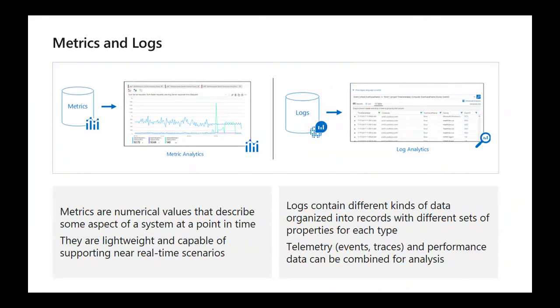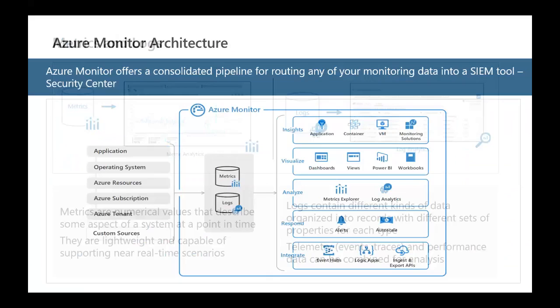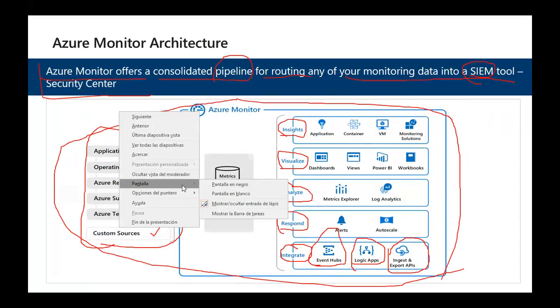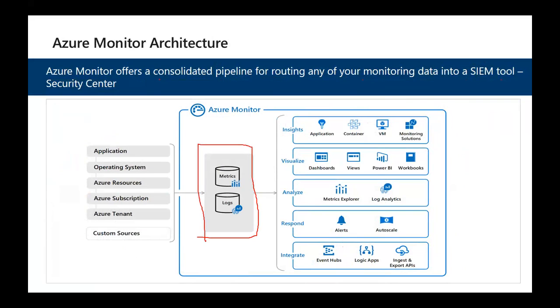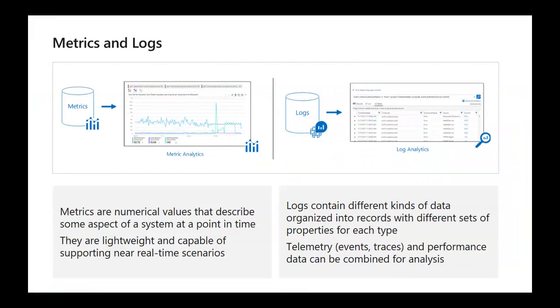So, remember the previous diagram right here? This part on the right, let me clean a little bit. Okay, here we go. This metric part and log part that is in the middle. Let's take a deeper view of this. The data that Azure Monitor collects is going to fit into one of two fundamental types. For example, it's going to be a metric, or it could be considered a log. So let's define, you can see right here, the metric definition and the log definition. The metrics are going to be the numerical values that describe aspects of a system at a point in time. So they are lightweight and capable of supporting near real-time scenarios.